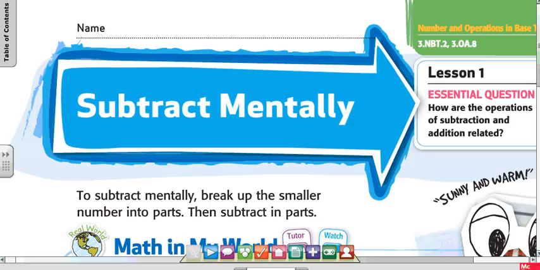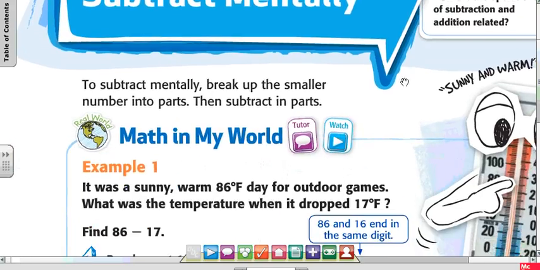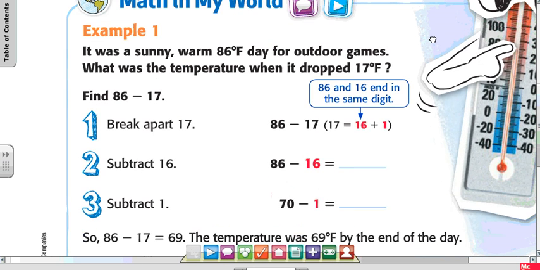This is chapter 3, lesson 1. It says subtract mentally. Okay. It says to subtract mentally, break up the smaller numbers into parts. Then subtract in parts. So look what they have.